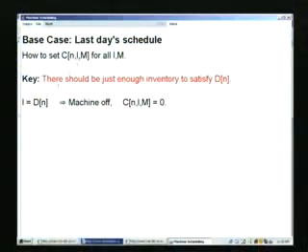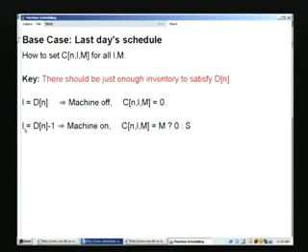So very simply, if i is the last day's demand, if i takes the value of the last day's demand, then we should run with the machine off. We should not produce any more units. And so in that case, the cost for the last day is simply 0. So C of n, i, m must be 0 if i is equal to D of n.